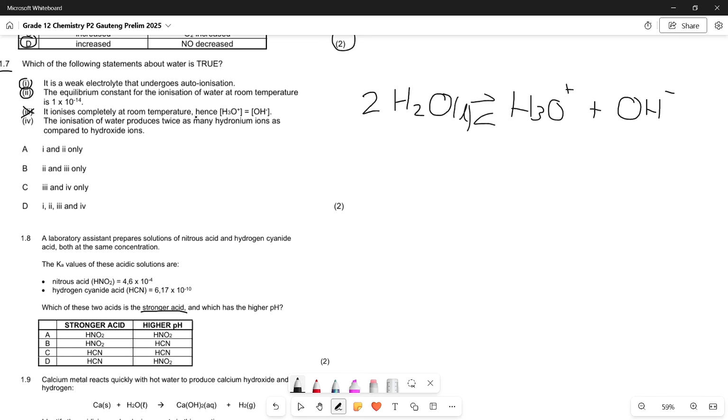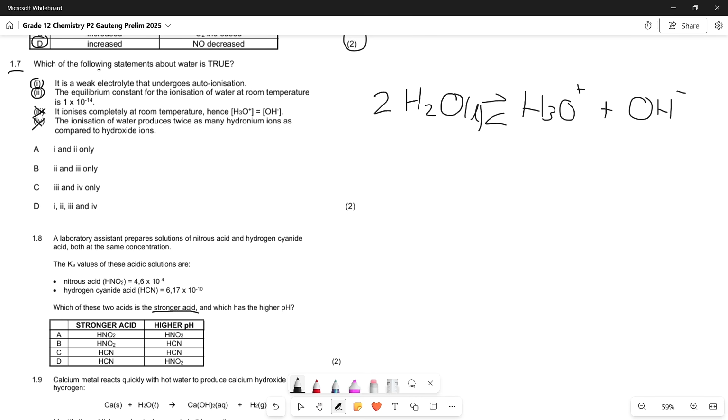Because the ionization of water produces twice as many hydronium ions as compared to hydroxide ions. That isn't true, as after we have balanced this equation, we can see that there's a 1 in front of our H3O plus and a 1 in front of our OH minus, which means that there are not twice as many hydronium ions compared to OH minus ions. They are exactly the same amount in terms of moles, and that's why 4 is out and 1 and 2 is our option, and that leaves us with the answer A over here. As water is a weak electrolyte that undergoes autoionization, breaking down a little bit and then reforming water, and the equilibrium constant at room temperature is 1 times 10 to the negative 14, as we could see on our formula sheet.